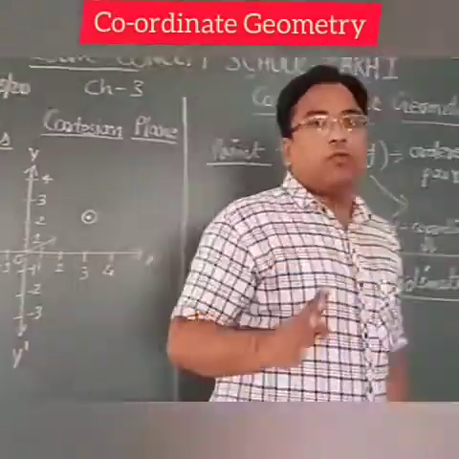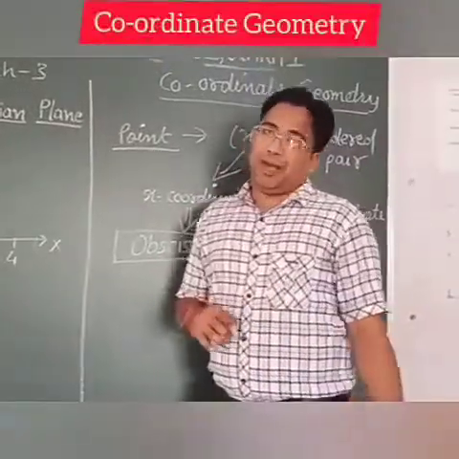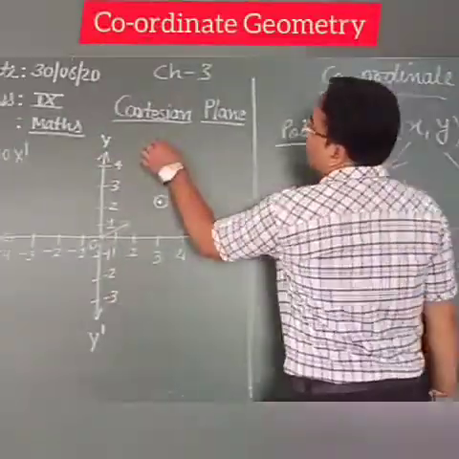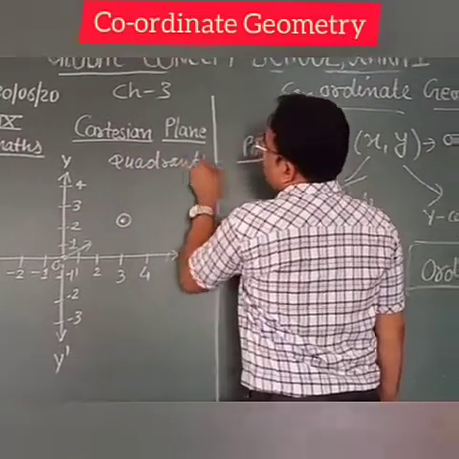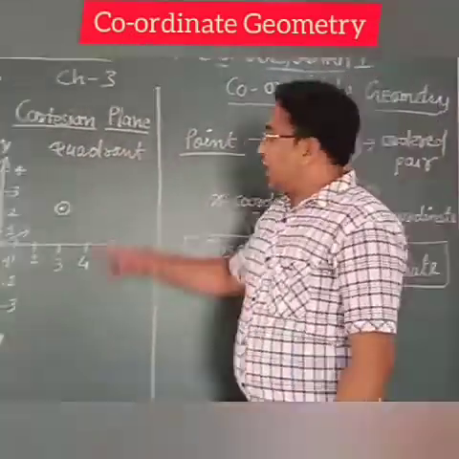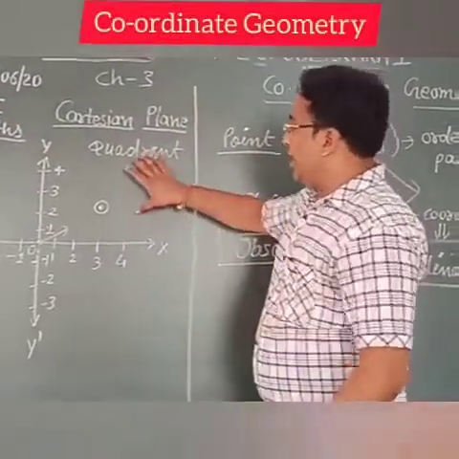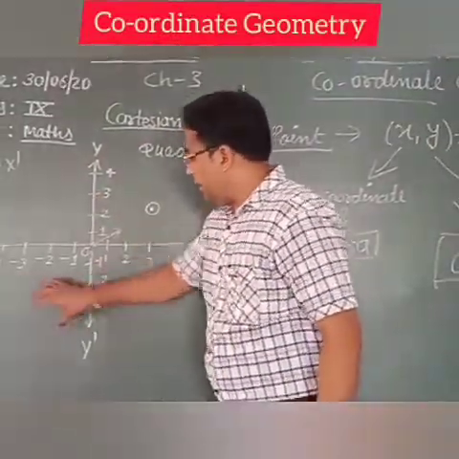The surface has been divided into 4 parts. Each part is known as a quadrant. Okay. And there are 4 quadrants. Anti-clockwise हमको rotate होना है. This is first, second, third, and fourth.